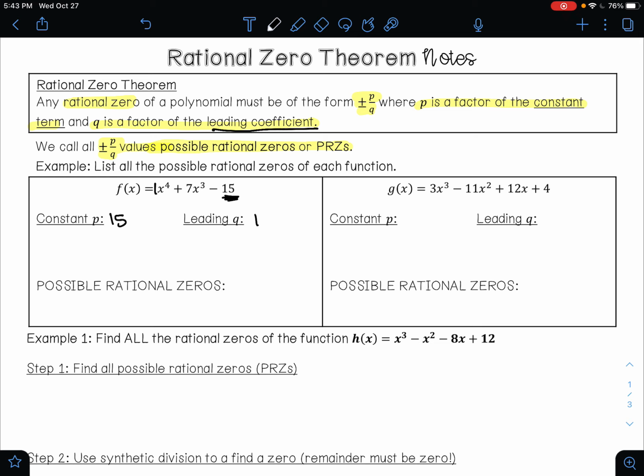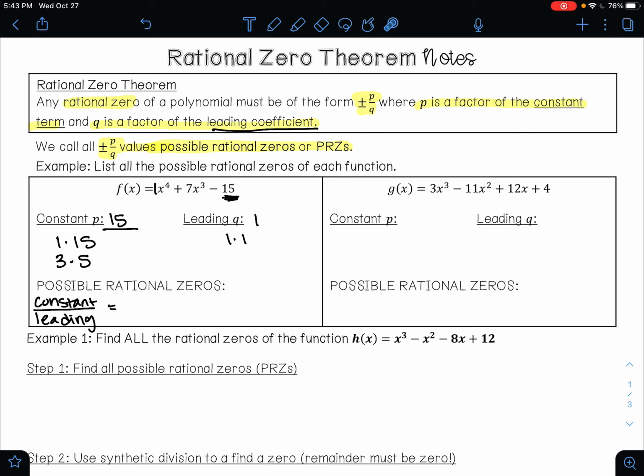So what we want to do now is list all of the factors of 15 and 1. Numbers that multiply to 15 are 1 times 15 and 3 times 5. Numbers that multiply to 1 are just 1 times 1. Your possible rational zeros are always your constant factors divided by your leading coefficient factors. So here, they're always plus or minus. I'm going to do constant divided by leading.